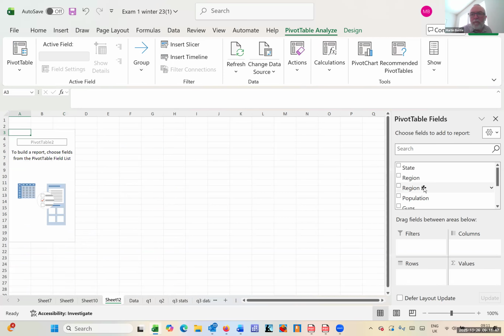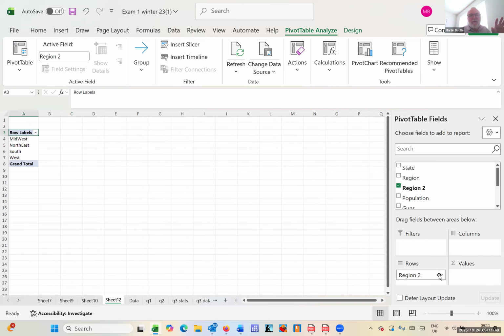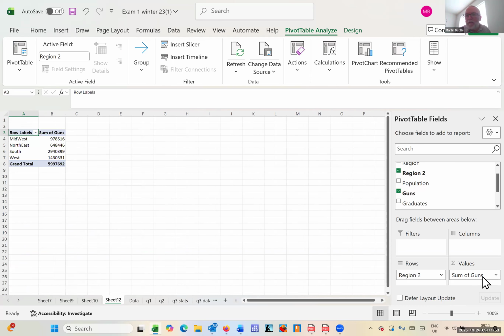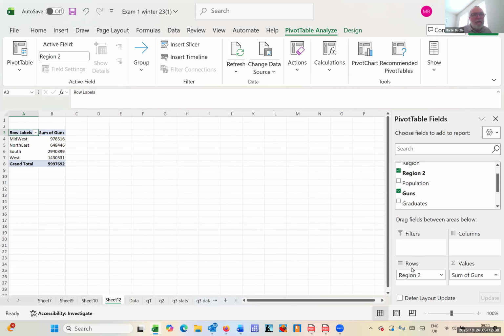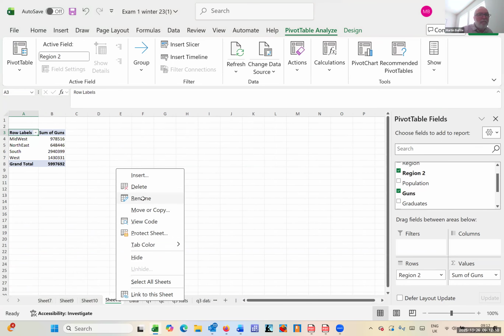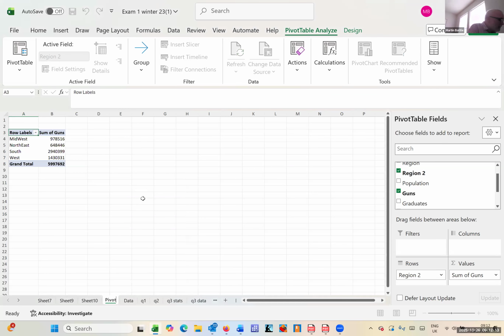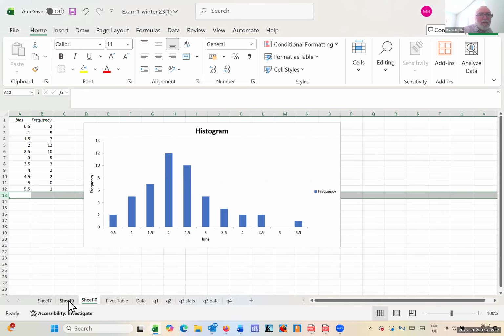Okay. Region 2. You see, if I'd just done numbers, that would have been difficult. And then guns. So I do want the sum of guns. So I wanted something else. Remember, I go to field values and change all that, but I'm not going to do that. That's the total guns. And that's it. The sum of guns. So you can see the South has more guns than the West, then the Midwest, and the Northeast. So this is rename pivot table.